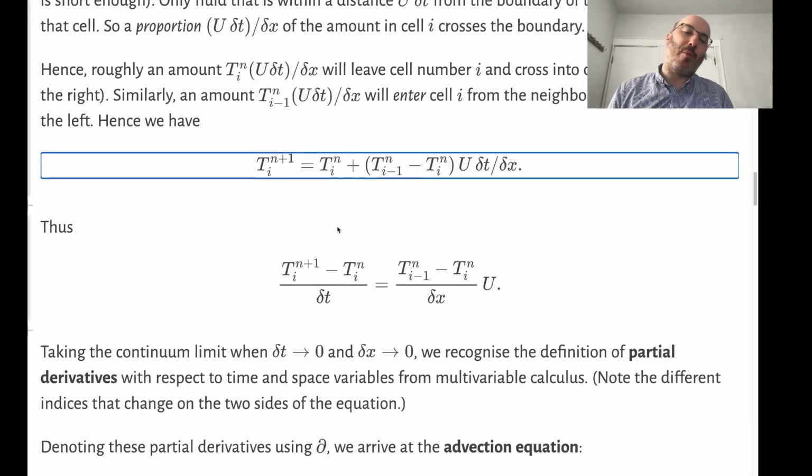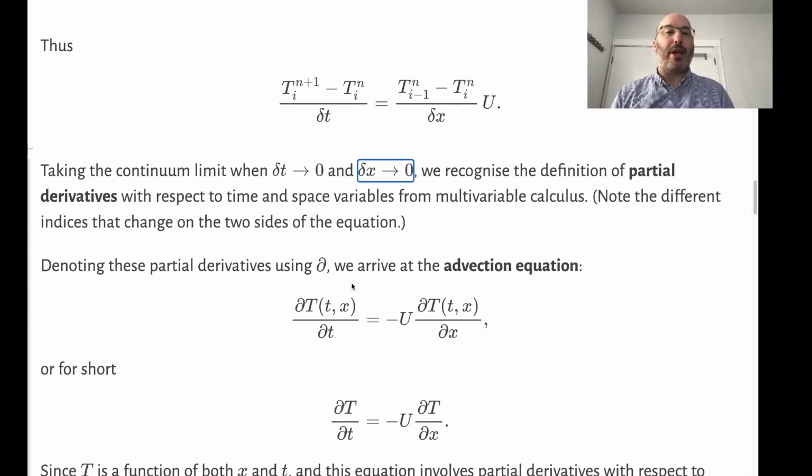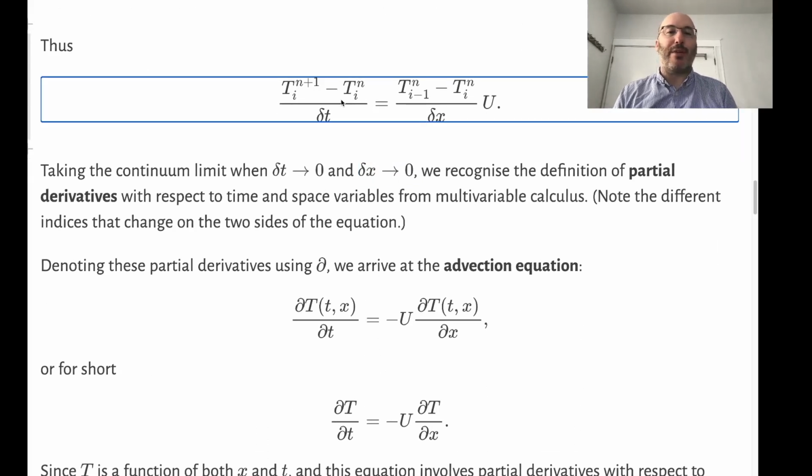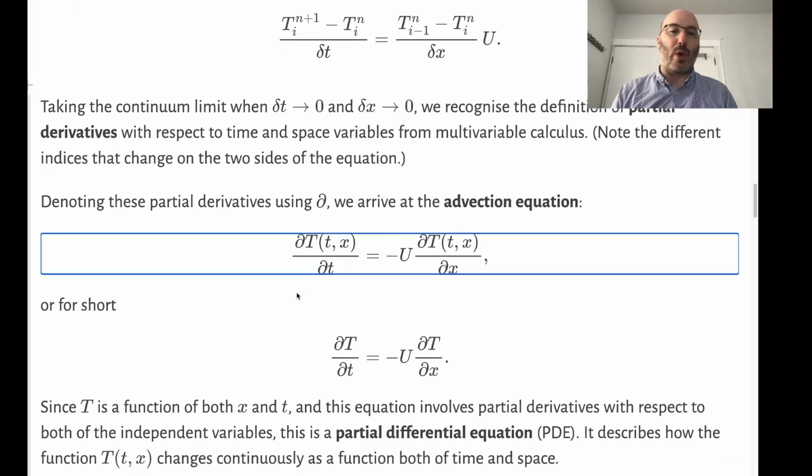We can rearrange that formula in this way. You'll notice that now we have expressions which look very much like derivatives. And so when we take a suitable limit, when delta t and delta x go to 0 in a suitable way, we actually arrive at a differential equation because these are derivatives on both sides. But they are derivatives with respect to different variables, with respect to time on the left and with respect to space on the right. And so what we get is this equation with two different types of partial derivative of this function with two variables. And this is a partial differential equation.